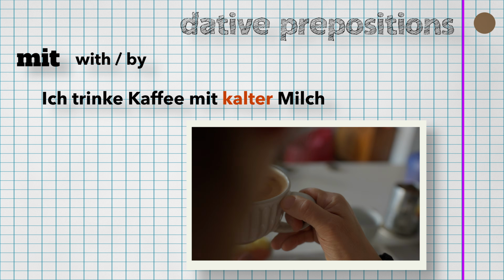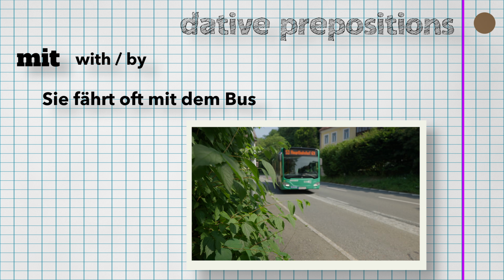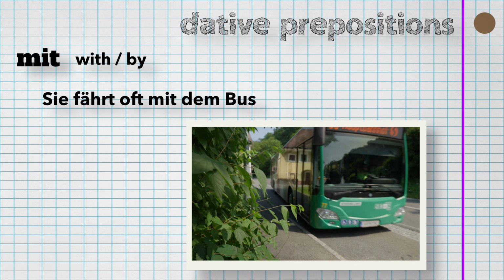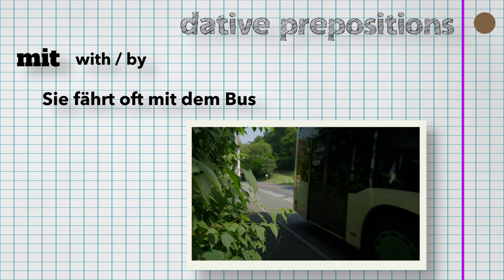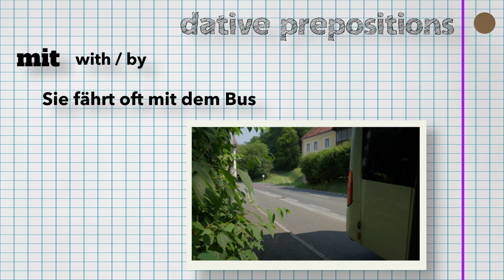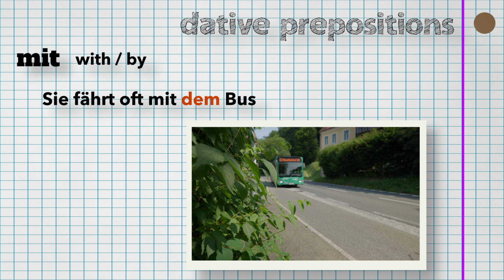Or maybe, "Sie fährt oft mit dem Bus." This is a bit different to what we might say in English, where we'd say perhaps she's travelling with the bus rather than by bus or on the bus. But we're still using the typical em ending for the masculine bus in the dative.